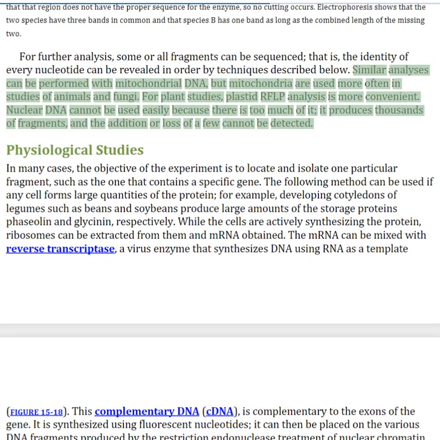Similar analyses can be performed with mitochondrial DNA, but mitochondria are used more often in studies of animals and fungi. For plant studies, plastid RFLP analysis is more convenient. Nuclear DNA cannot be used easily because there is too much of it; it produces thousands of fragments, and the addition or loss of a few cannot be detected.